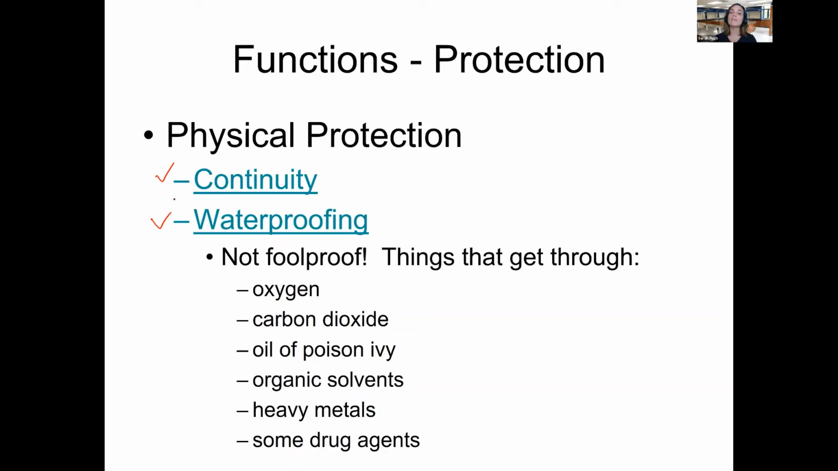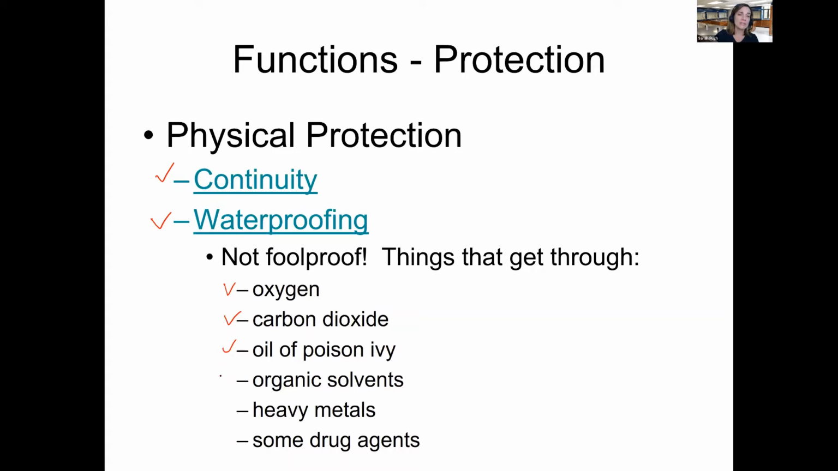There are some things that can get through the waterproof coating. Obviously, gases like oxygen and CO2, those can move back and forth across our skin. Now, this is not how we're getting oxygen into our bloodstream, but you can move gases back and forth. Other things that can make it through that waterproof coating are things like poison ivy oil. This is why when you brush against poison ivy or poison oak or sumac, you get those blisters, because it's made it through that waterproof coating.